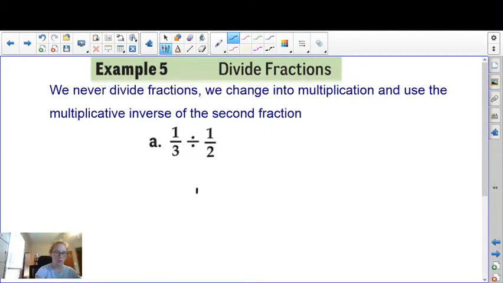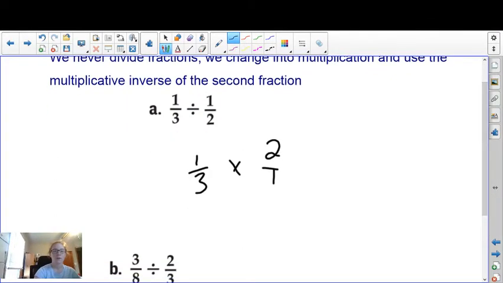So that first one of 1/3 is going to stay, then we change, and then we flip. So then 1 times 2 is 2, and 3 times 1 is 3, so my answer is 2/3.